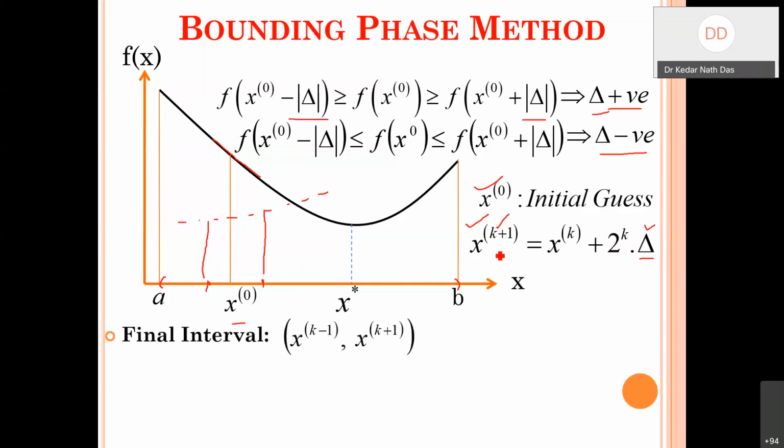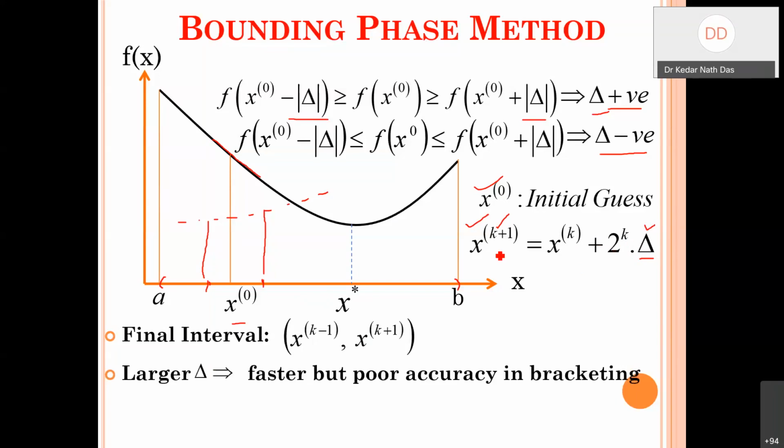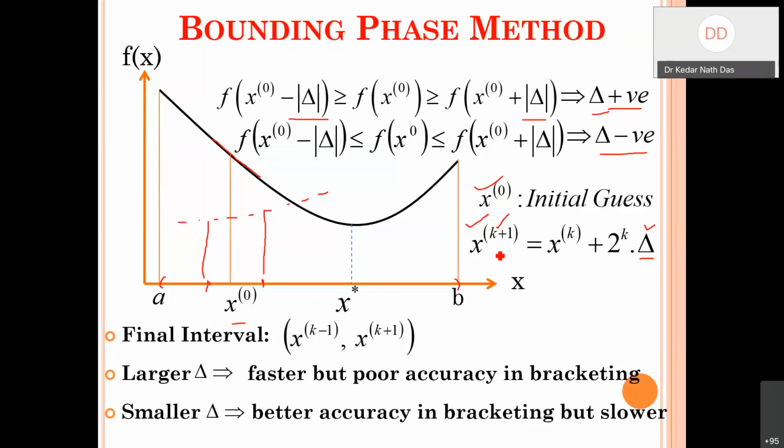So the final interval will be actually x(k-1) to x(k+1). And of course, as I said to you, the larger delta will give you a poor accuracy in bracketing, but it should be faster. But if there is a smaller delta, the better accuracy you can obtain in bracketing, but it is slower. So we have to make a proper balance to have a delta value accordingly.